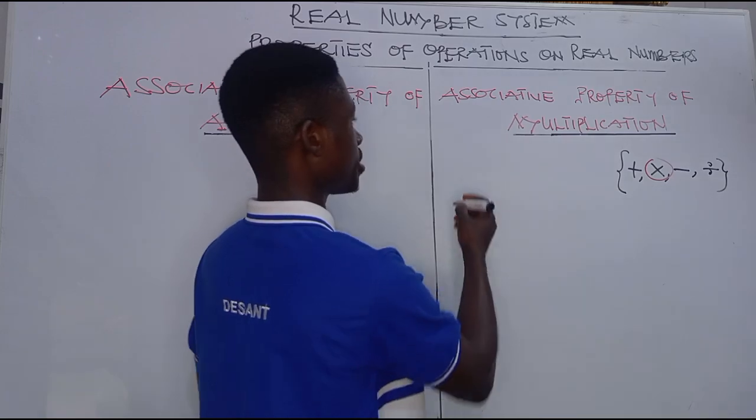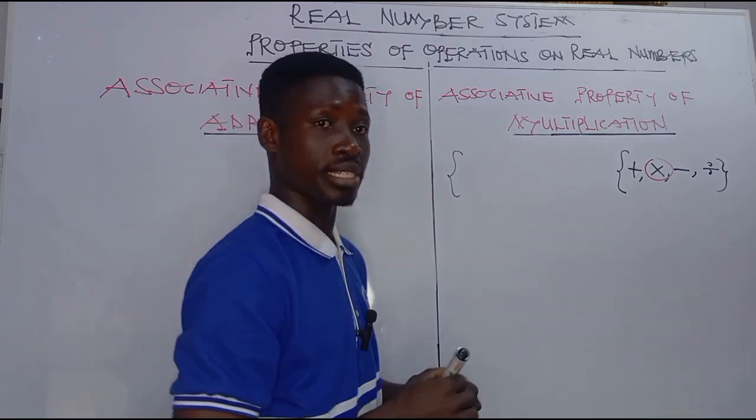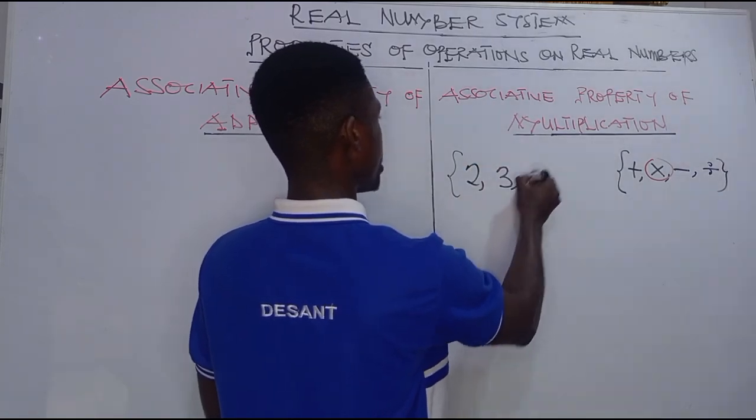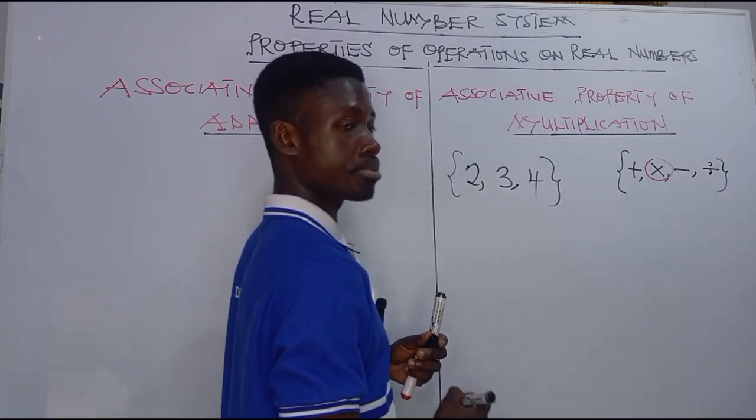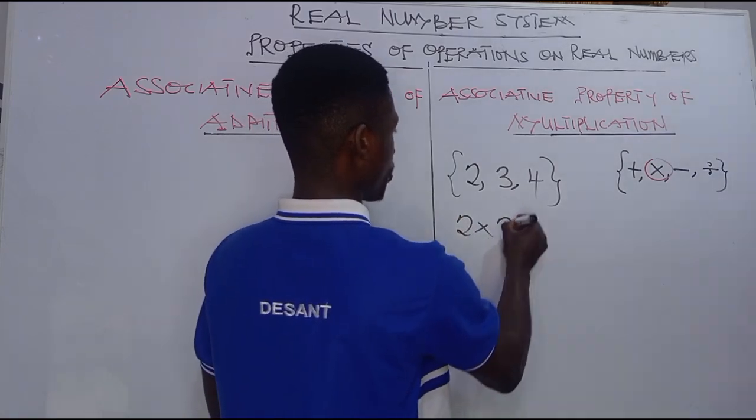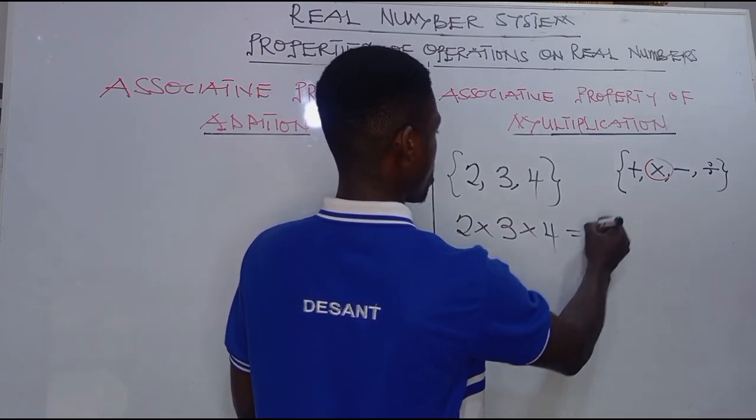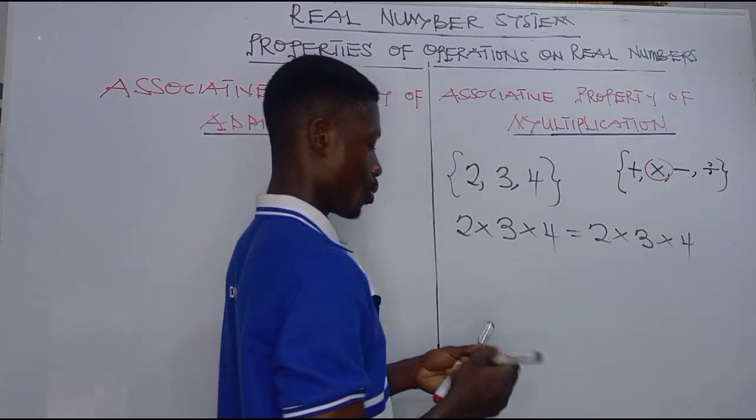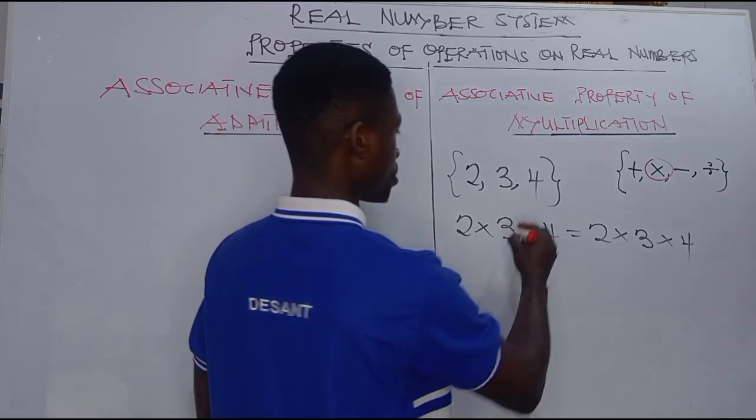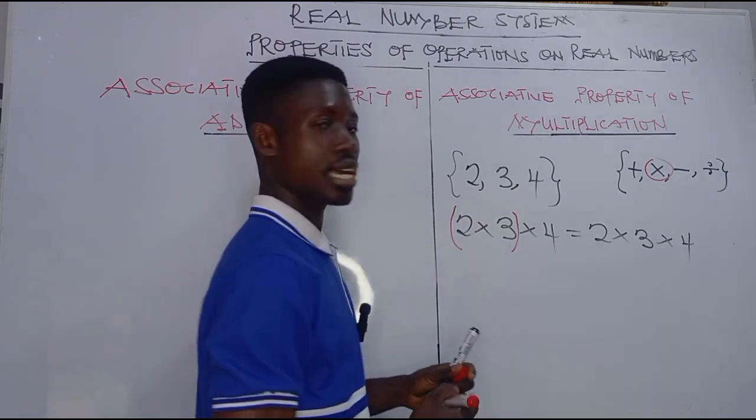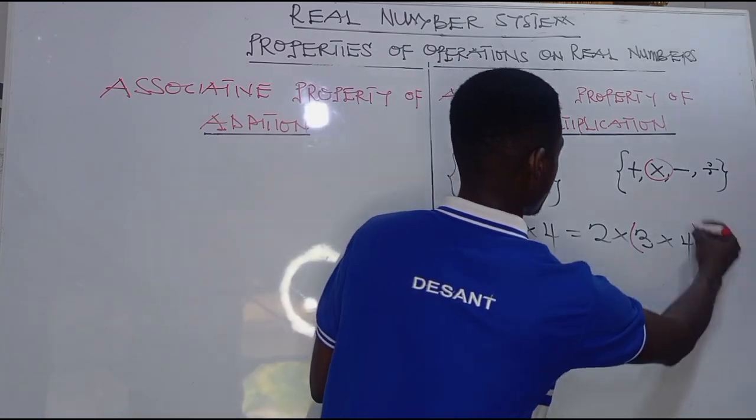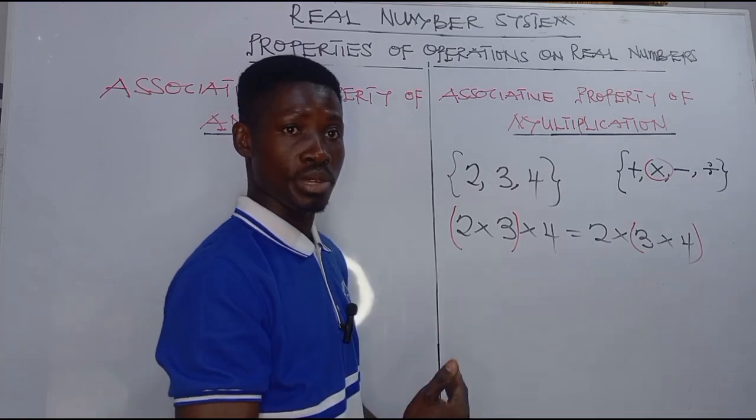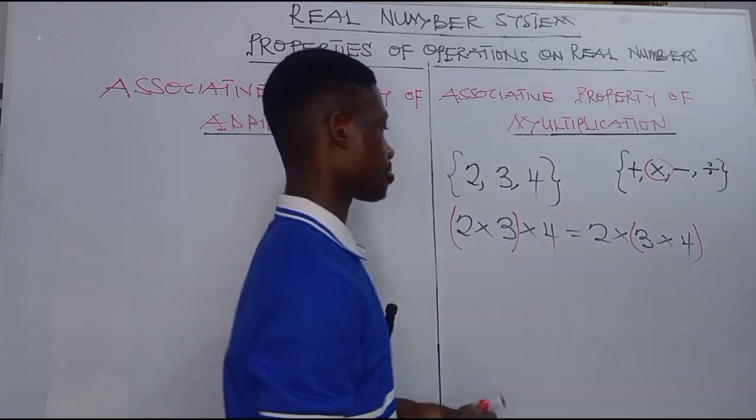So we are going to pick three numbers from the set of real numbers. So let's pick 2, 3, and then 4. So we have 2 times 3 times 4. Then we have 2 times 3 times 4. So we are going to group the first two numbers and then we group the last two numbers, and then we multiply them to see if the result on the left hand side will be equal to the result on the right hand side.